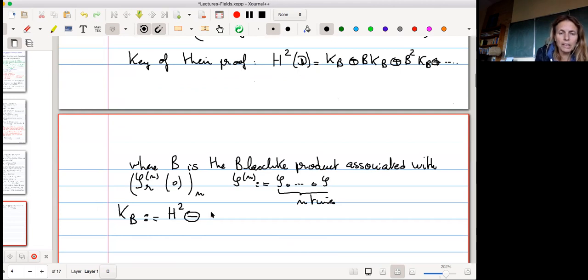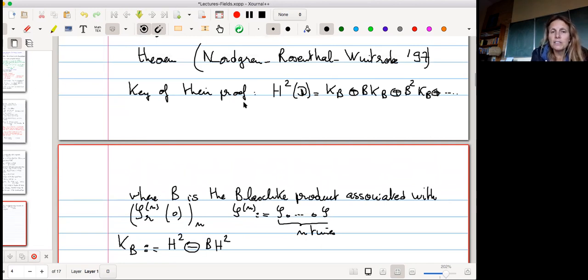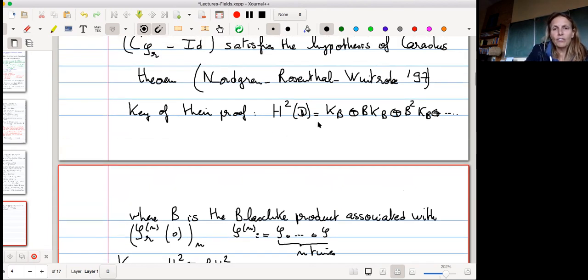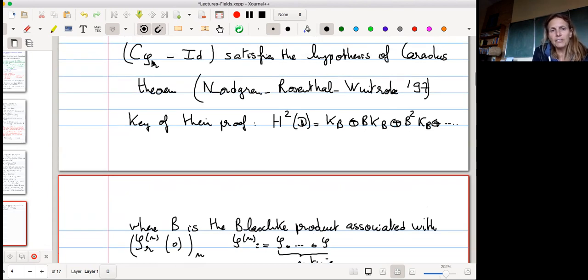H2 minus BH2. And then you can prove that C phi, the composition operator minus identity, is in fact similar to a weighted shift on this decomposition, with each component. So there are many other tools to get to the conclusion that this operator, C phi minus identity, satisfies the hypothesis of Carrier's theorem.